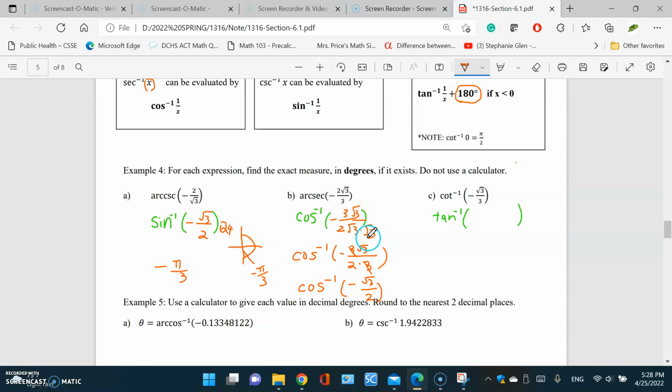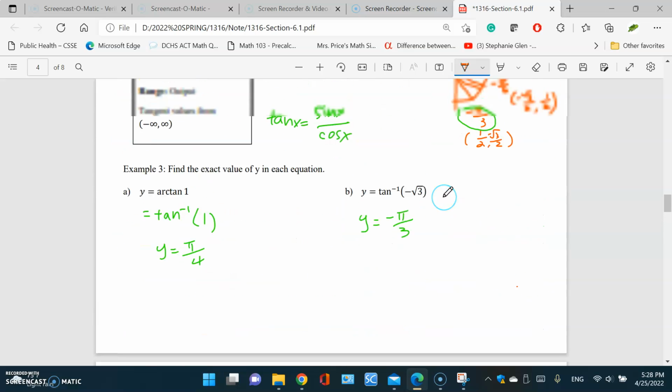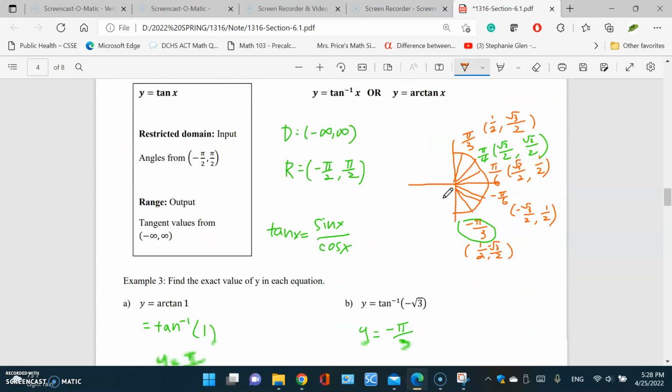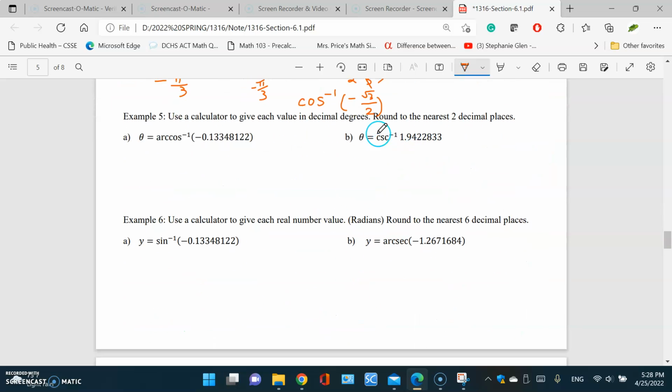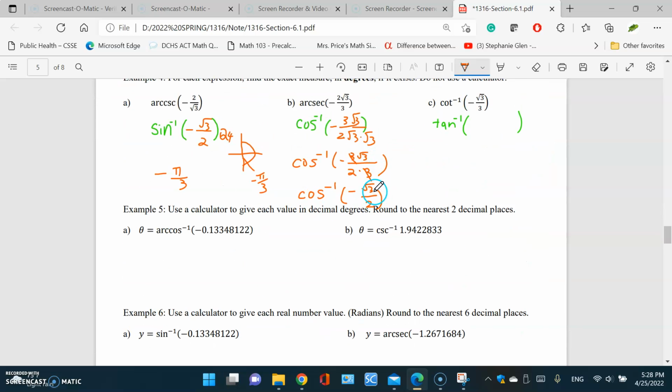Cosine inverse only happens between 0 and pi. So when you have cosine as a negative value, it happens on quadrant 2. So on quadrant 2, your cosine inverse, you're getting the negative root 3 over 2. That would be at 5 pi over 6, which happens at 150 degrees.